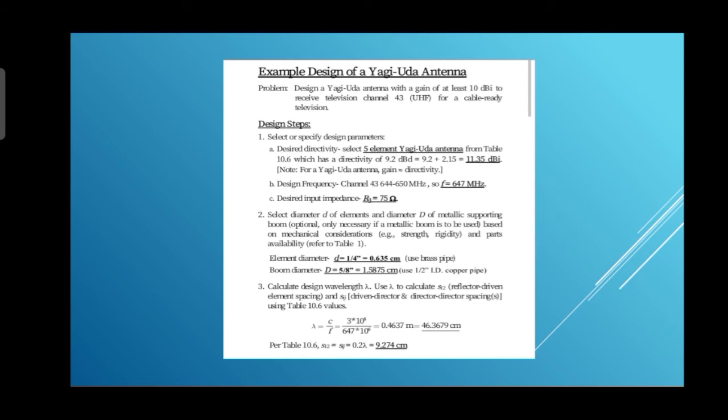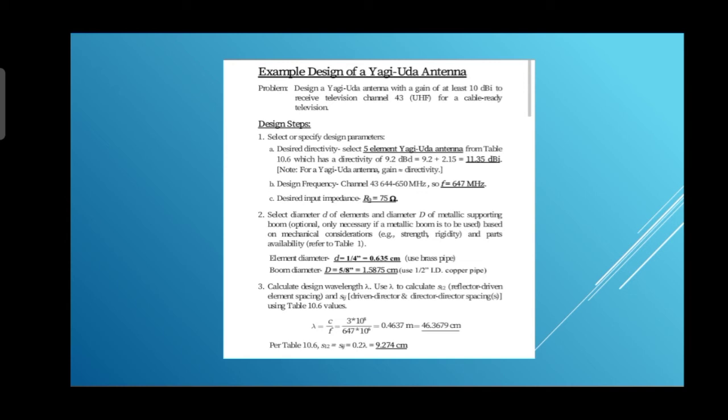So here is an example design of a Yagi-Uda antenna and the problem solving. The problem is to design a Yagi-Uda antenna with a gain of at least 10 dBi to receive television channel 43 UHF for a cable-ready television. So the design steps are, first, select or specify design parameters.